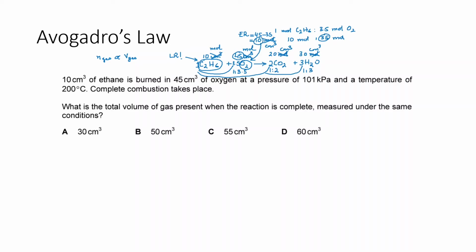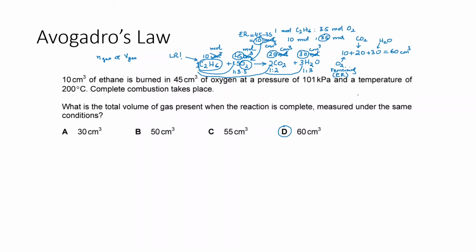I have 10 cubic centimeters of excess reactant, the oxygen remaining, 20 cubic centimeters of CO2, 30 cubic centimeters of H2O, which were produced from 10 cubic centimeters of ethane. So this will be 10 plus 20 plus 30. So this is 10 for O2 remaining, which was the excess reactant or ER. This is for CO2 and this is for H2O. And so this will give me 60 cubic centimeters of gas at the end. So this is option D.